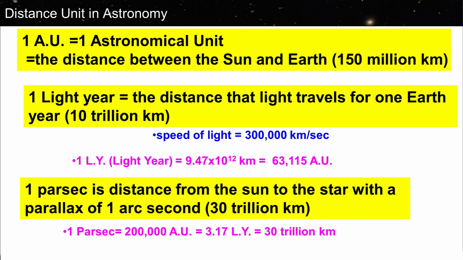1 parsec is the distance from the sun to the star with a parallax of 1 arcsecond. So 1 parsec equals 200,000 AU equals 3.17 light years equals 30 trillion kilometers.